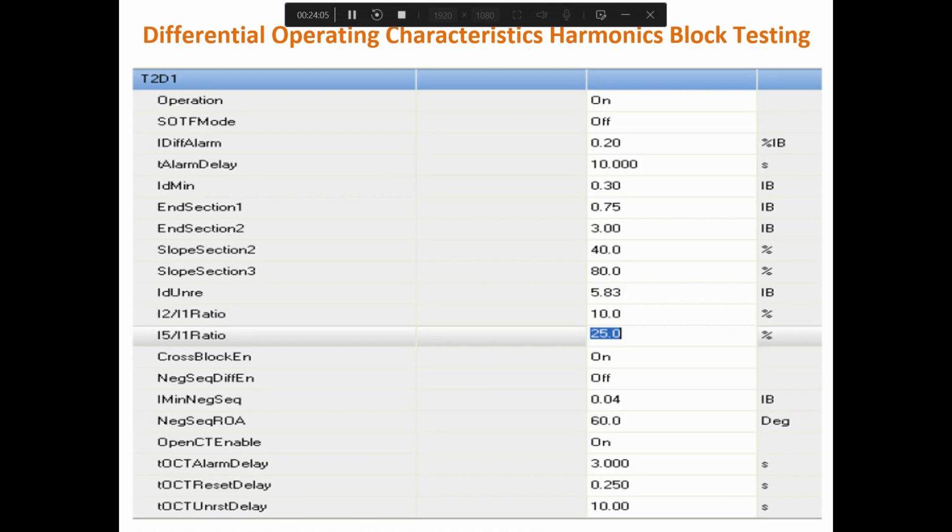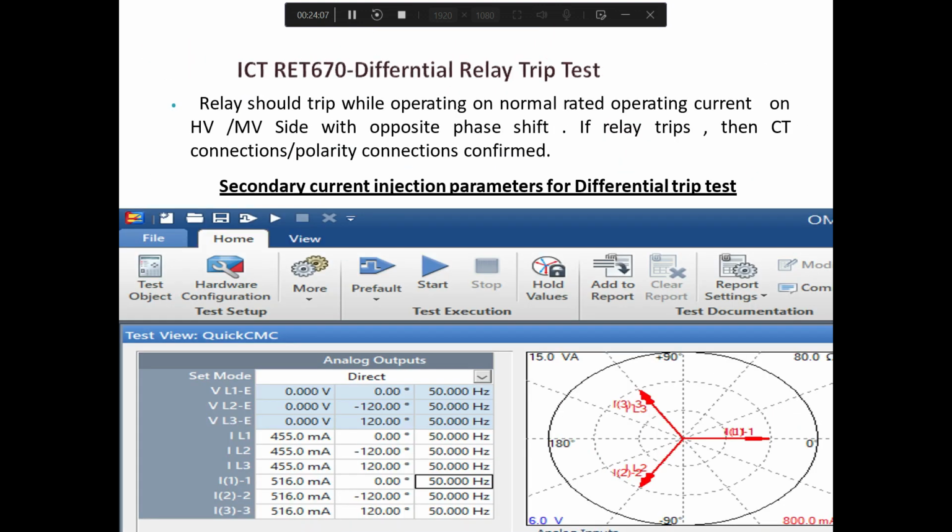So if you see here how to do this, this is the first set of current. This is 455 at an angle of 0, minus 120 at a 50 hertz signal. So you have to inject here 91, or for that matter any value which is more than 10%. Suppose it is 80, 80, 80, and this you have to make 100 hertz. Now start injecting. The relay will not issue any trip command. It will simply block, and this blocking is your second harmonics blocking.